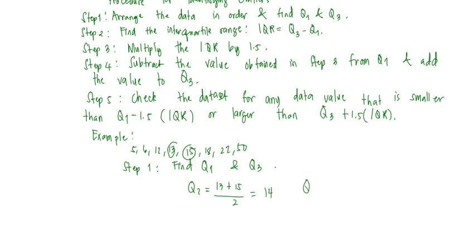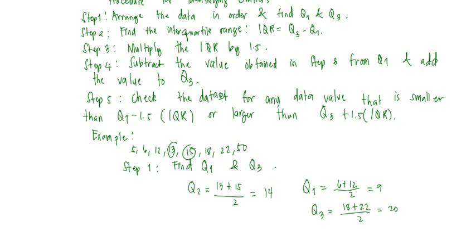Tapos, pag Q sub 1 mo naman, in terms of our values here, yung middle numbers there are gonna be 6 and 12. So, it's gonna be 6 plus 12 divided by 2, which is gonna give you 9. And then, for your Q sub 3, that is basically 18 plus 22 divided by 2, which is gonna be 20. So, yan yung ating mga quartiles.